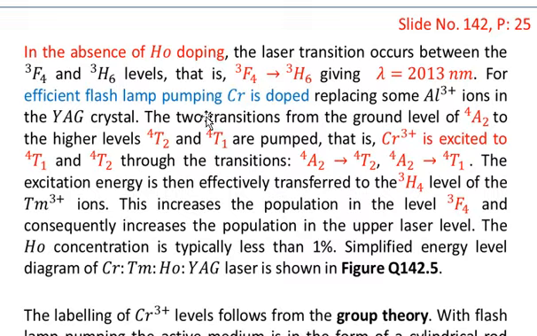For efficient flash pumping, chromium is doped, replacing some aluminium ions in the YAG crystal. The two transitions from the ground state 4A2 to the higher levels 4T2 and 4T1 are pumped. That is, the chromium ion is excited to 4T1 and 4T2 through the transitions from its ground state 4A2 to 4T2 and 4A2 to 4T1.